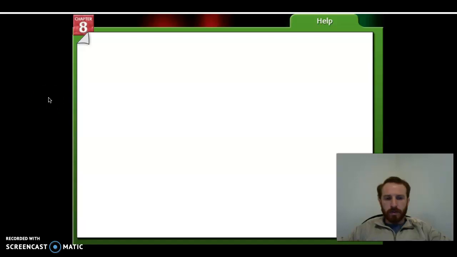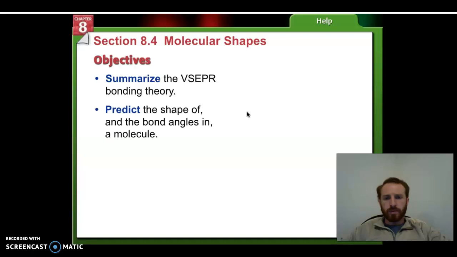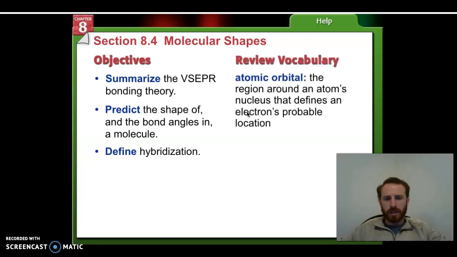So we're going to talk about VSEPR theory and molecular shapes in general. What is VSEPR theory? That's what we're going to summarize, and then how that applies to molecular structures, and then we're going to predict the shapes and bond angles of a molecule. And we'll maybe touch base on hybridization, but I won't go into too much detail. We're going to talk about atomic orbitals briefly when I talk about hybridization.